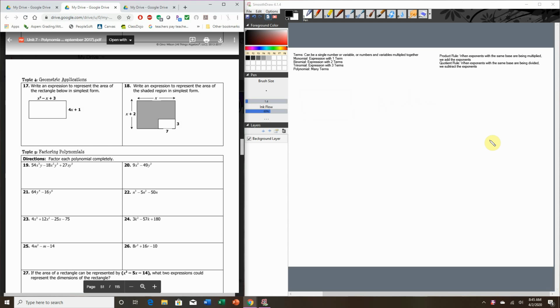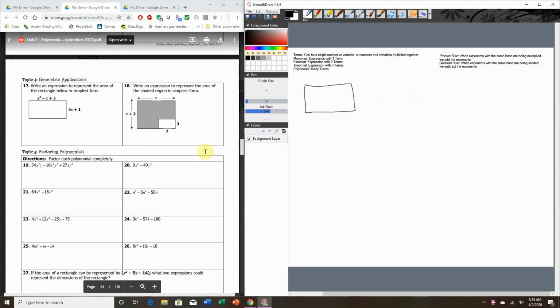Let's take a look at number 17. Now we're going to apply what we've learned about polynomials and apply it to geometric problems. Okay, so in this case, number 17 asks, write an expression to represent the area of the rectangle below in simplest form. So we have a rectangle here, and we have to find the area of it.